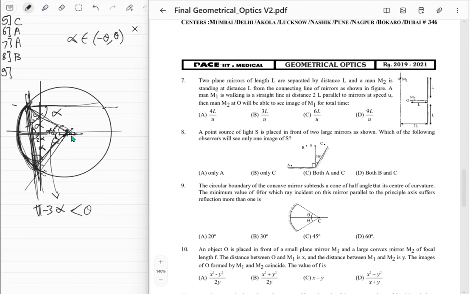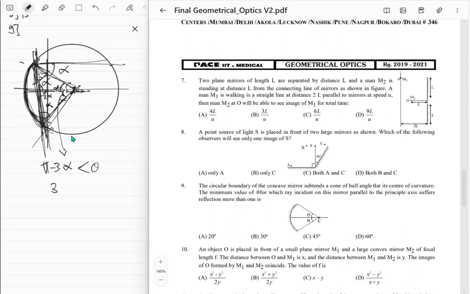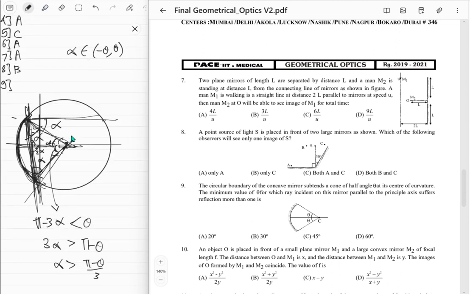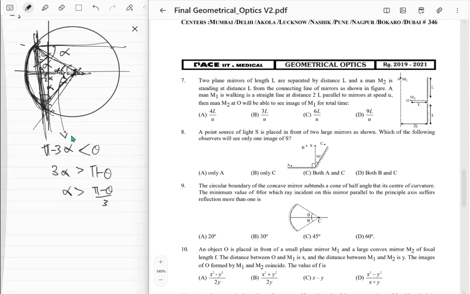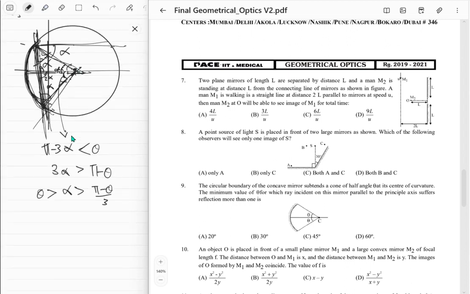Exactly. So for some alpha, this should happen. So for some alpha, 3 alpha is bigger than pi minus theta. So for some alpha, alpha is bigger than pi minus theta upon 3. But we know that actually alpha just lies in the range of negative theta to theta. So we know alpha is less than theta. So there we go. That's the thing.